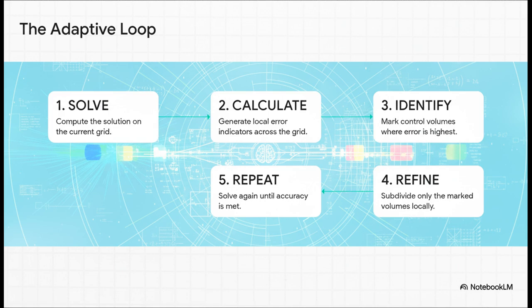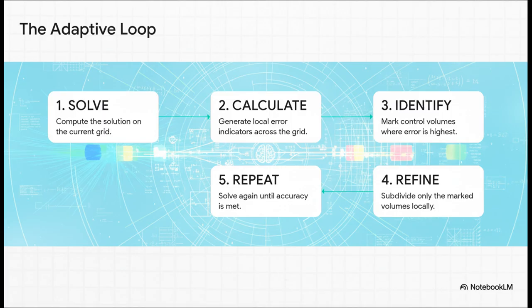Check it out. Step 1. You solve the problem on your current grid. Step 2, you calculate those local error indicators to see where it's messy. Step 3, you identify and mark the cells with the highest error. Step 4, you refine. You subdivide only those marked cells, making the grid finer just in those spots.